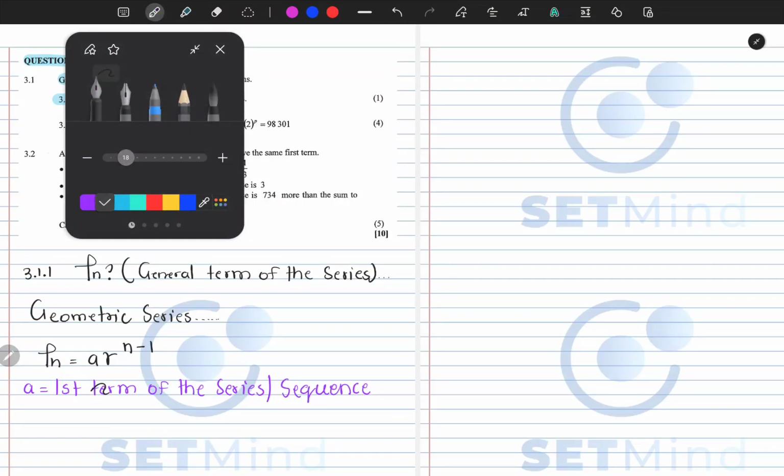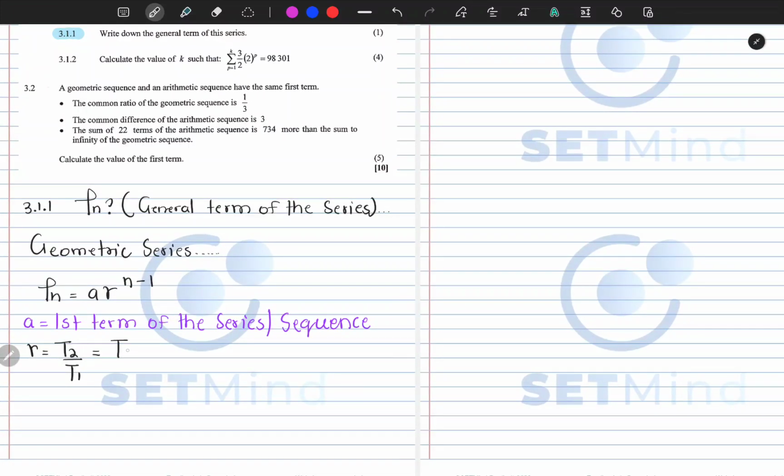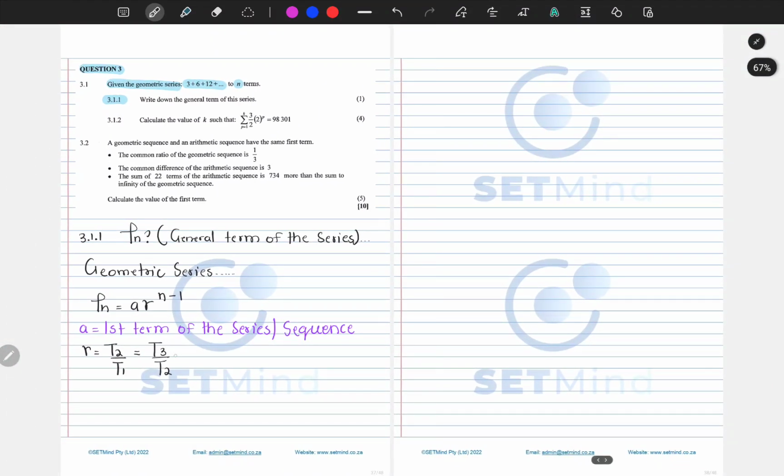And our r is our ratio, which is always given by T2 divided by T1, which will be the same as T3 divided by T2. So as long as you have two consecutive terms, when you divide them, you will always find the ratio to be the same when the series is a geometric series.